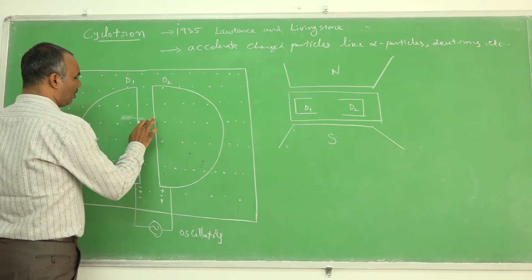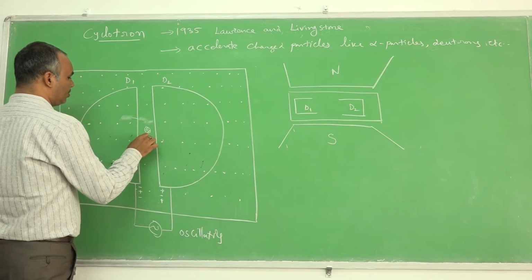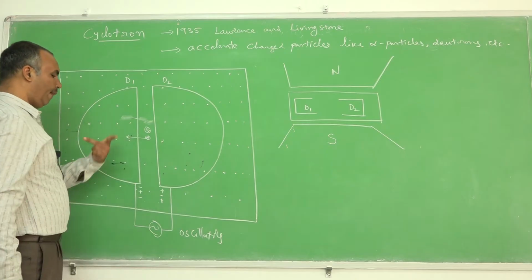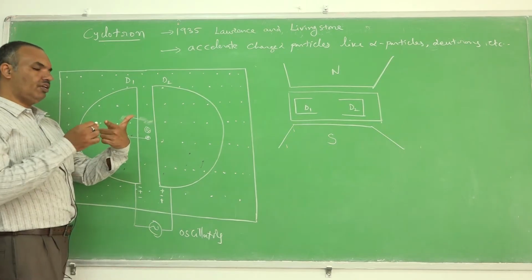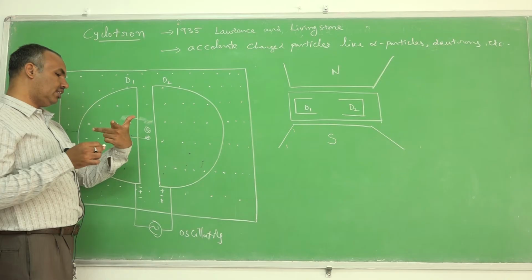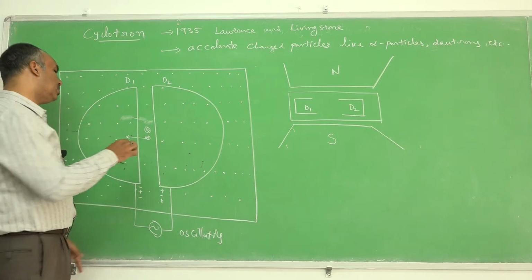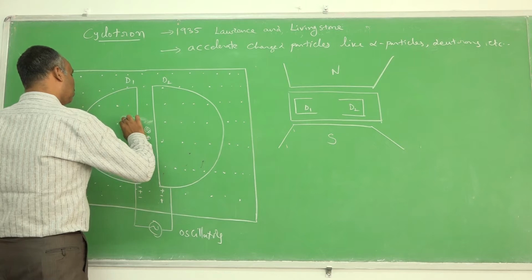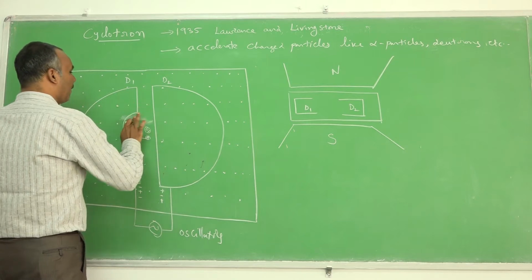This positive charged particle is released from here. It is attracted by the negative potential of this D. It is coming here. Okay. So current is like this. Field is out of the paper and it experiences a force. Because of this force, it will change its path to a semicircle or circle.